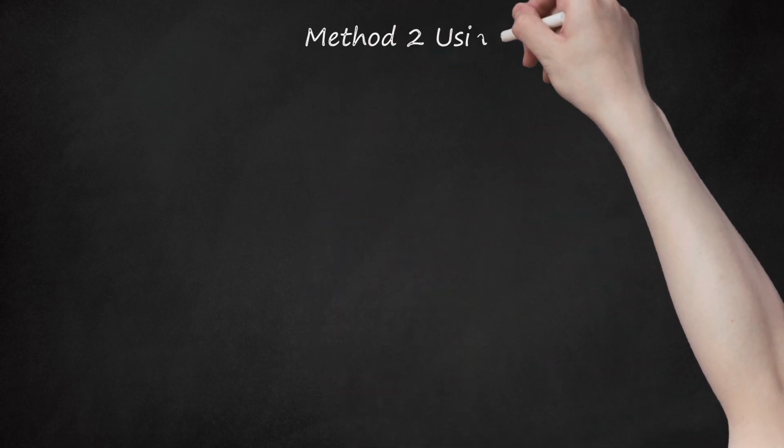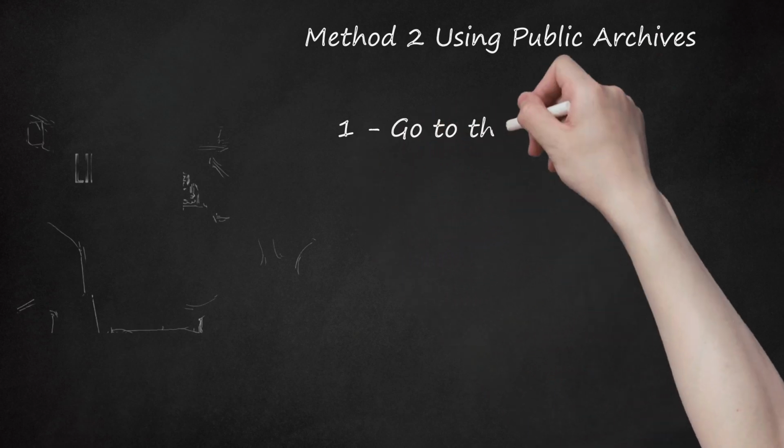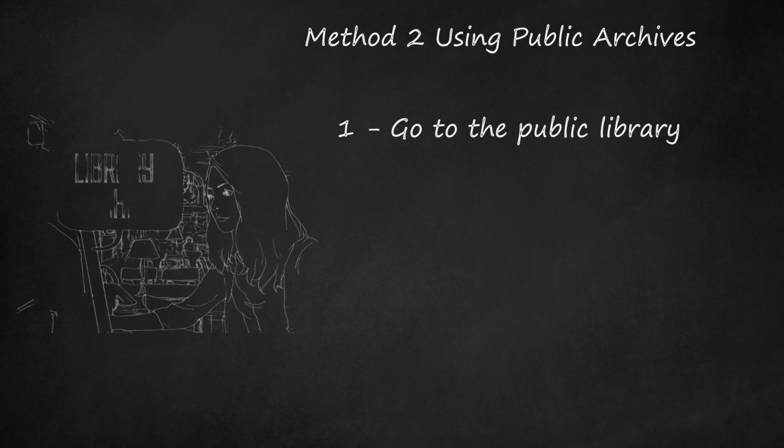Method 2. Using public archives. 1. Go to the public library. Local libraries typically archive materials such as local newspapers that you may not be able to find anywhere else. The main branch of your local library typically has the entire archives of the local newspaper from the date of the first issue, usually on microfilm or microfiche.